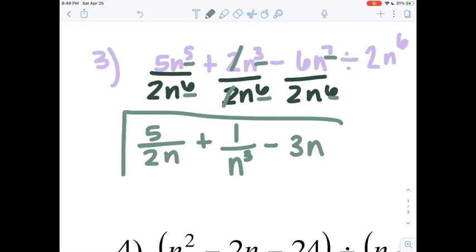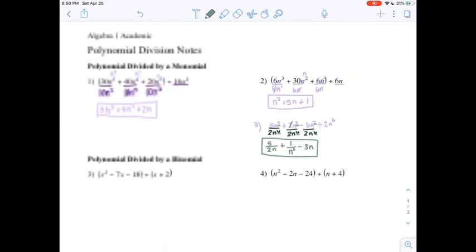So it's okay if you have fractional answers. That's actually going to happen quite often, and you just leave them as is if you can't simplify them any further.